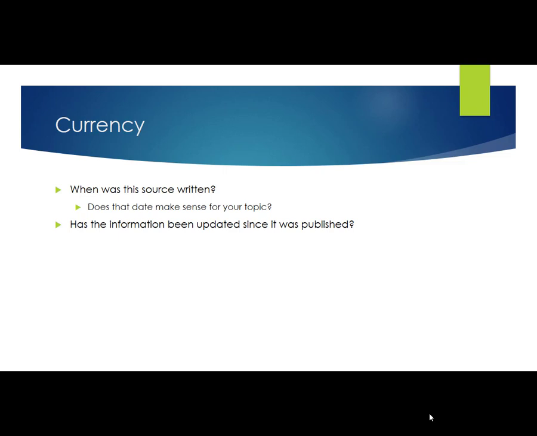For example, if you're doing a literary analysis of a novel that was published in 1972, you may not need a lot of very recent sources. But if you're researching a scientific topic, like global warming, you may need to use more recently published sources to ensure that your information is up to date.